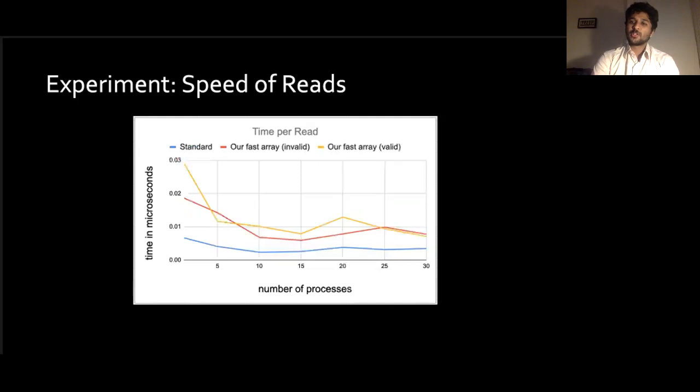In our final experiment, we measure the time per read. Once again, the blue line is the baseline set by the standard implementation. Since the speed of a fast array read can depend on whether or not the location being read is valid, we measured the speed of each type of read and report them as the yellow and red lines respectively. Interestingly, our experiments suggest that the speeds of the two different types of reads are similar, and that fast array reads are only 2 to 4 times slower than reads on hardware arrays.